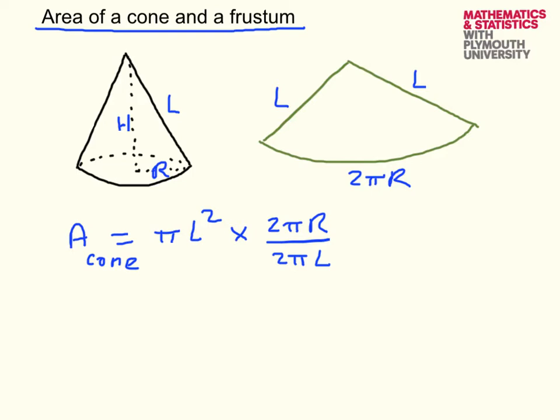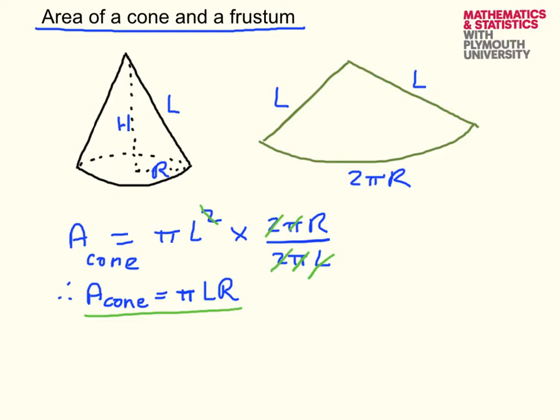So let's immediately make some simplifications. First of all, let's cancel the 2 and the pi. And then here we have a factor of L squared, and here we have a factor of L, so they're going to cancel as well in part. The L cancels with one of those two, leaving us with a factor of L overall. So this tells us that the area of our cone is going to be pi L R. And that is our result for the area of a cone.